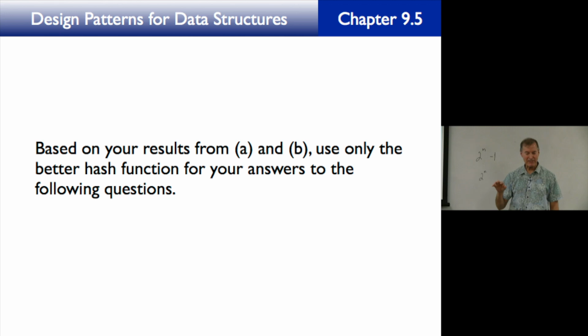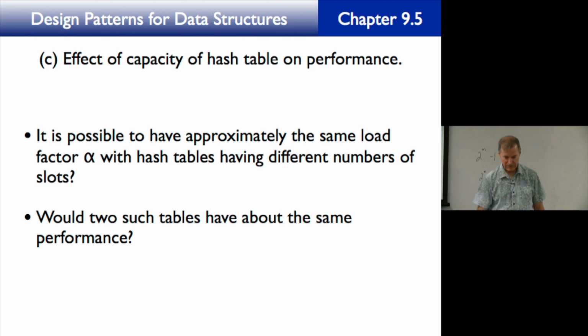But anyway, based on your results from A and B, use only the better hash function for your answers to the following questions. Once we get to these next questions, don't mix in, just pick one. In other words, have it be independent of the hash function. Just use one hash function. Keep that variable constant in the discussion.